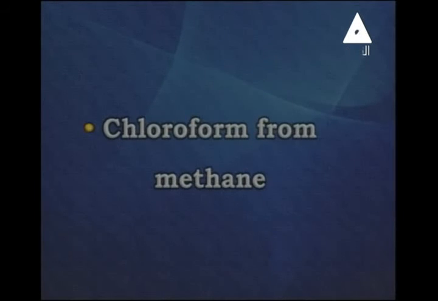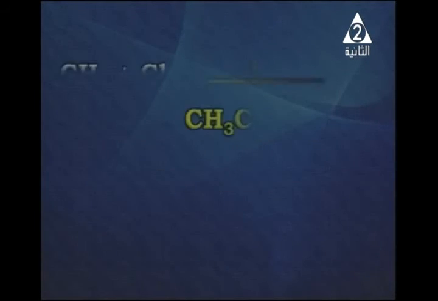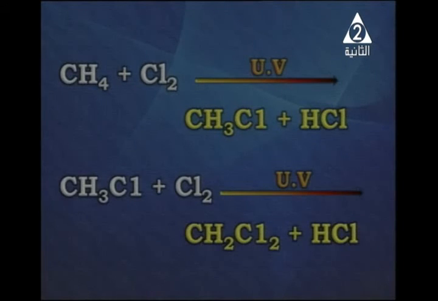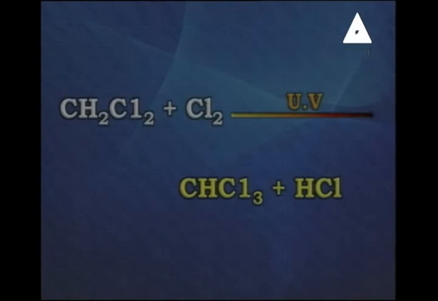Next point, my dear student, chloroform from methane. Here, methane reacts with chlorine in ultraviolet radiation or at 400 degrees Celsius. It gives methyl chloride and releases hydrogen chloride gas. Then, further reaction with 1 mole of chlorine in ultraviolet light gives methylene chloride, or dichloromethane, and releases hydrogen chloride gas. Then, reacting further with 1 mole of chlorine, it gives chloroform, or trichloromethane, and also releases 1 mole of HCl.